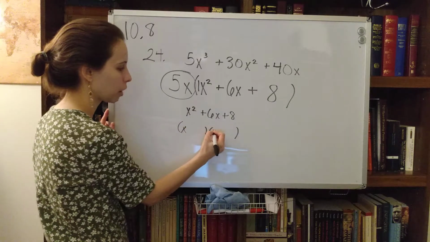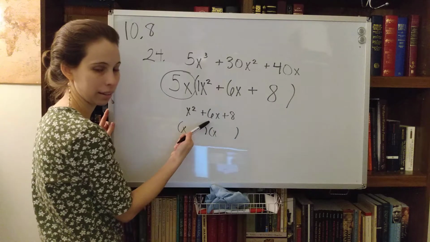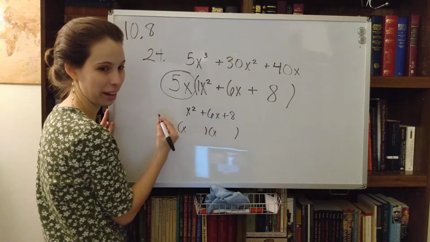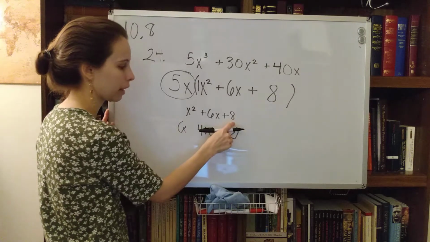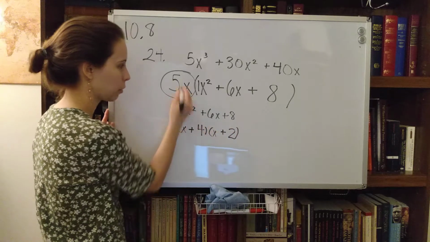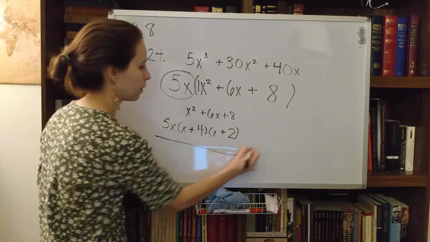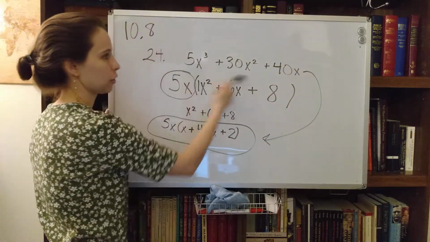We need to find 2 numbers that multiply to make 8 and that add to make 6. And that is super easy because it's just 4 and 2, right? 4 times 2 will make 8, and then 4 plus 2 will make 6. And then we pull back down the 5x because we don't want to lose him. And this is how we simplify this original problem.